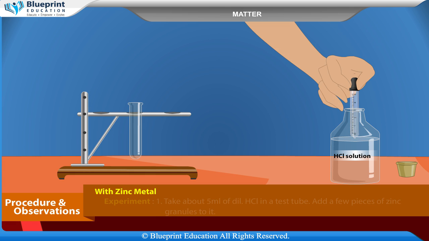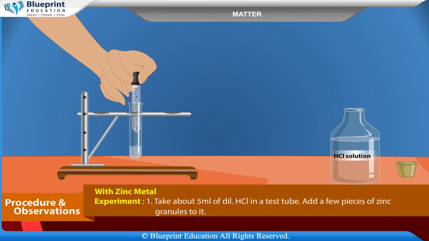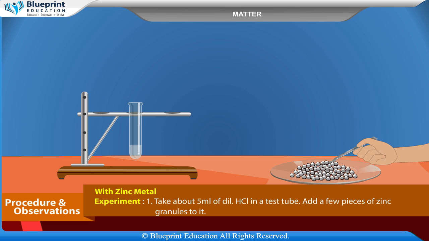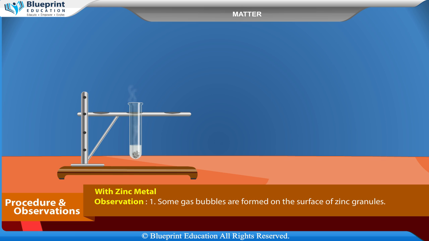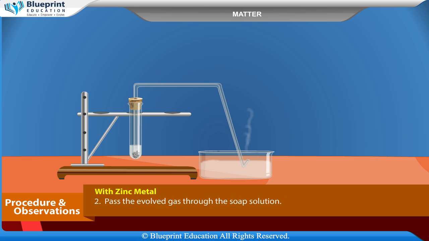With zinc metal. Experiment. Take about 5 ml of dilute HCl in a test tube. Add a few pieces of zinc granules to it. Observation. Some gas bubbles are formed on the surface of zinc granules. Pass the evolved gas through the soap solution. Soap bubbles are formed which rise up.